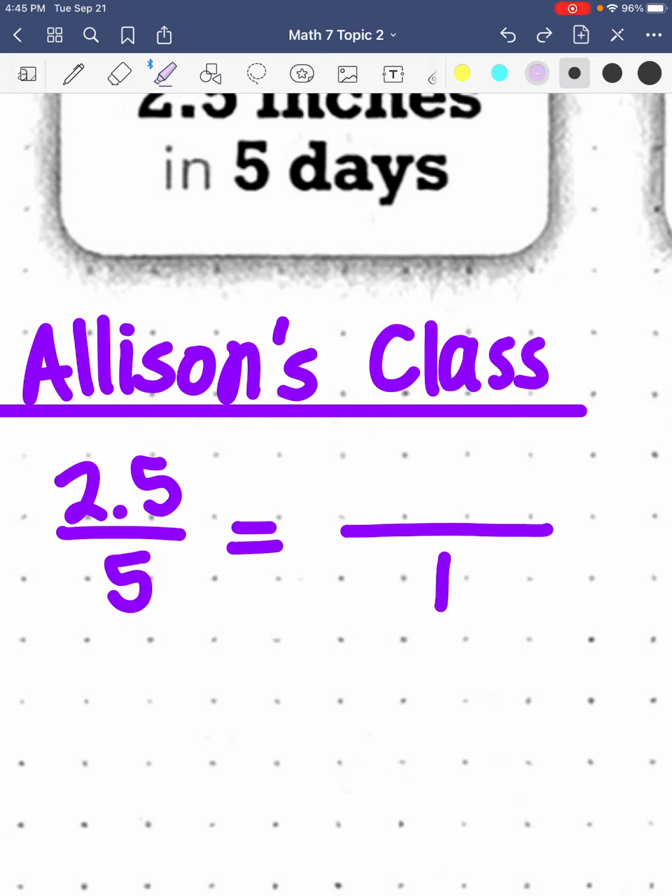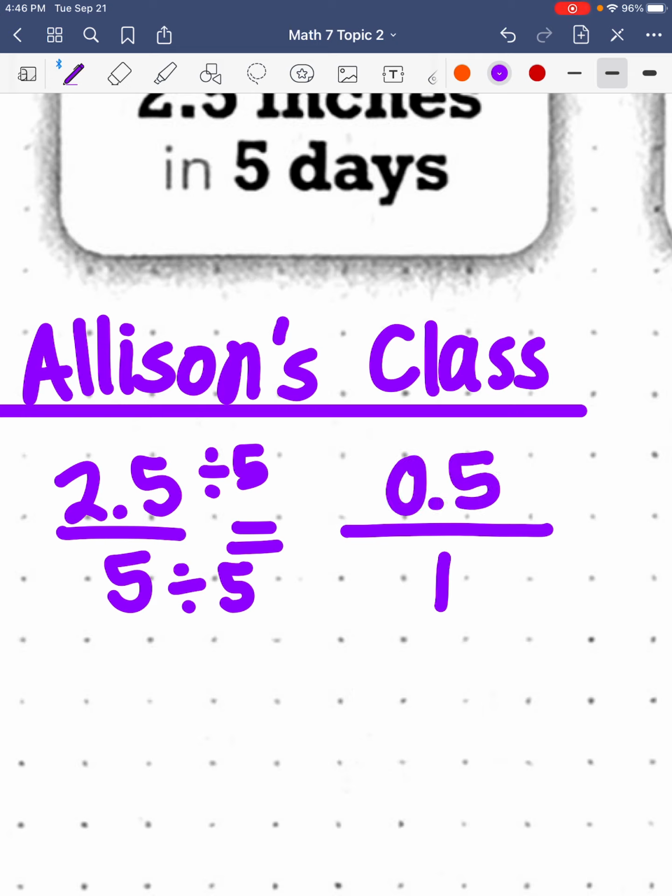Well, that's simple. I'm going to divide by 5. So I'm going to divide by 5 here on the bottom, and I need to do the same thing on the top to keep things equivalent. Remember, we can use a calculator. So when we put into our calculator 2.5 divided by 5, we end up with 0.5. So this right here is our unit rate.